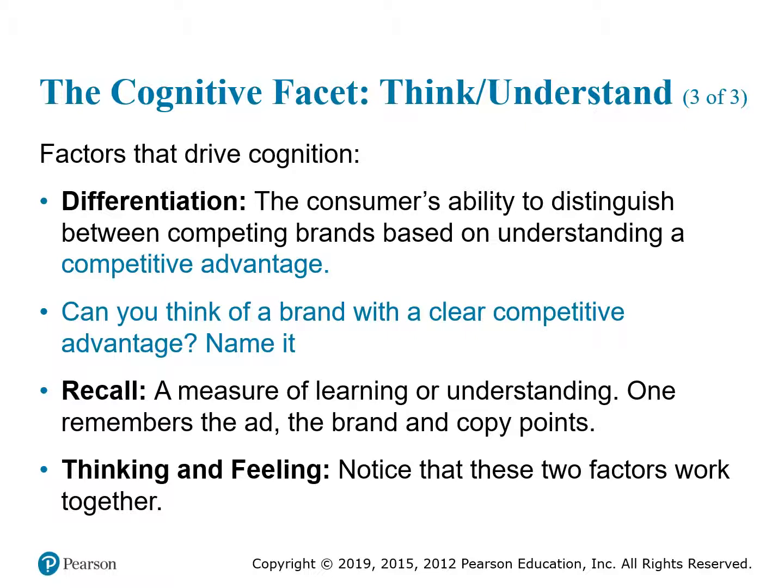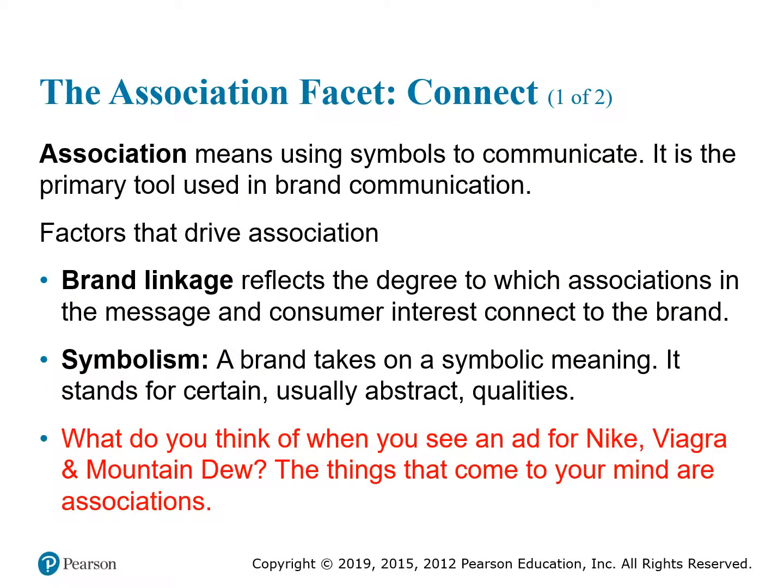So if we know that we like a particular product because it's different and has a competitive edge, we're going to recall it at the time of purchase and remember it and say, oh, I'm going to buy this brand over that one because I remember it has X in it, whatever that X is. There's also associations that we communicate through advertising that make us connect with the brand. The brand linkage here, or symbolism, that makes us connect with the brand and have an association.